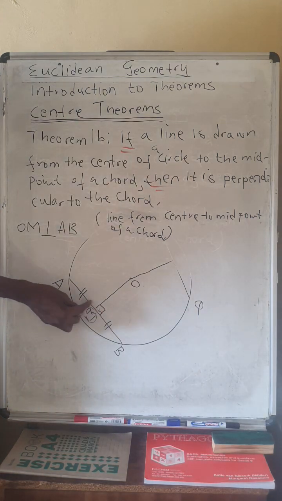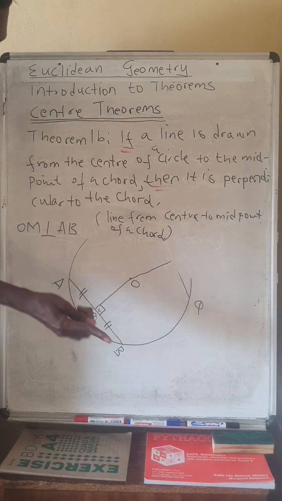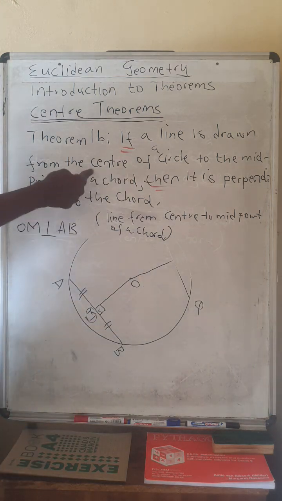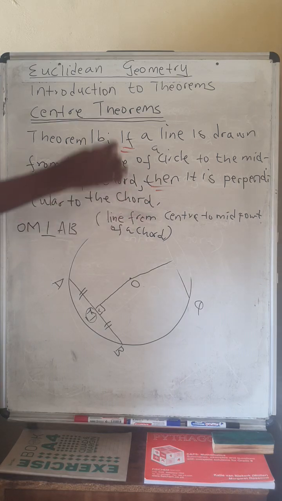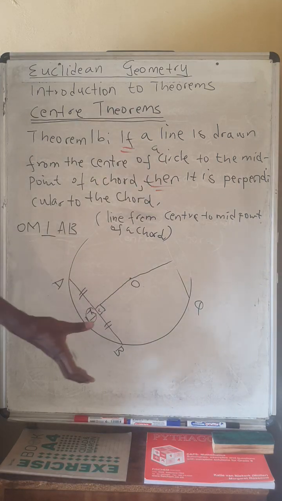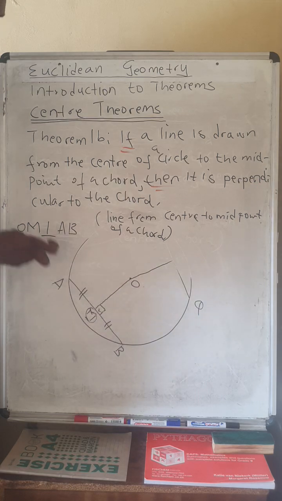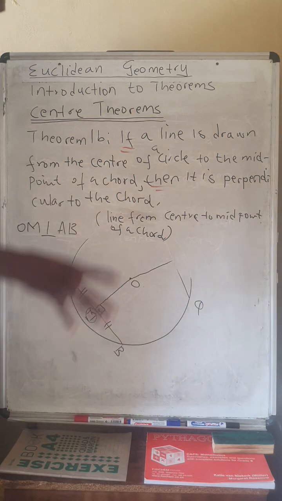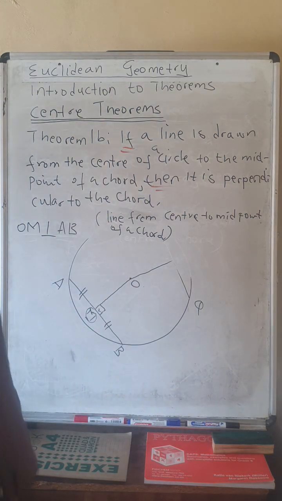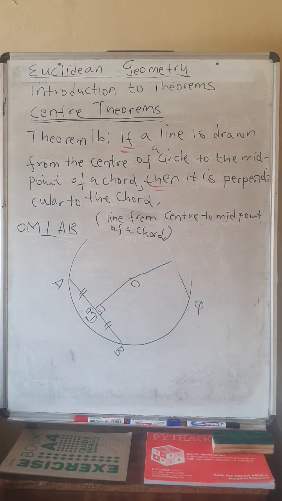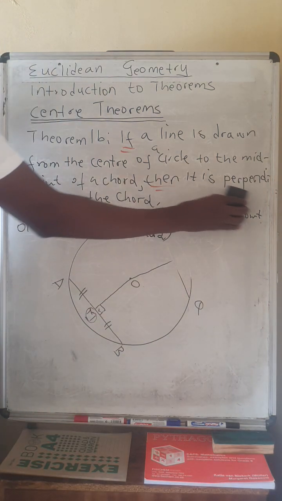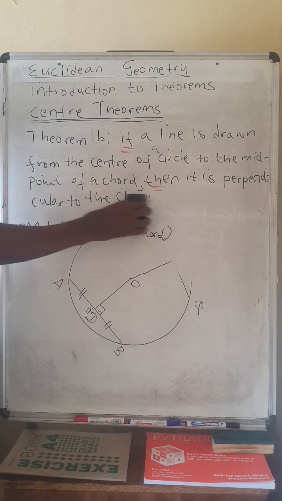Initially, if I didn't know the theorem, there is no way I could have known that this angle is going to be 90 degrees. So it's the theorem that is guiding me. The theorem is telling me that if I come across this condition, I must reach this conclusion. So that's what the theorem is telling you. Let us go to the next one. So the next one, which is theorem number 2.